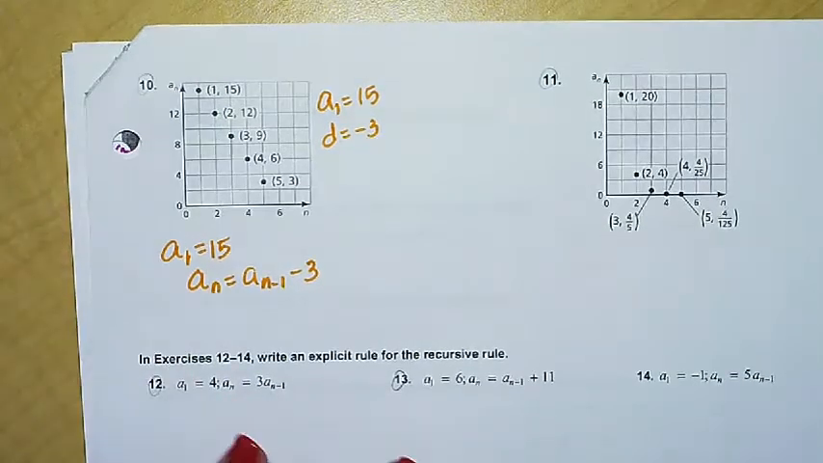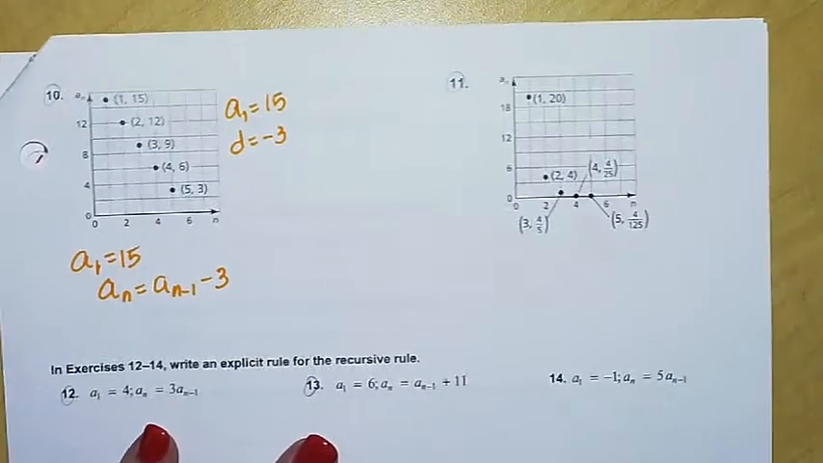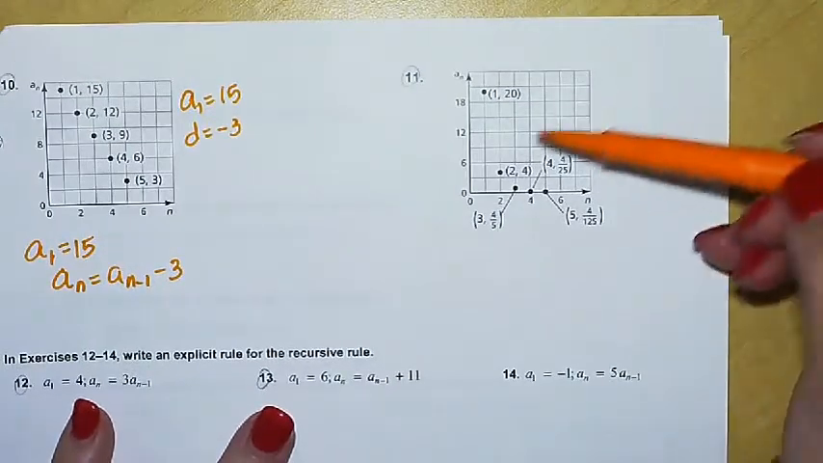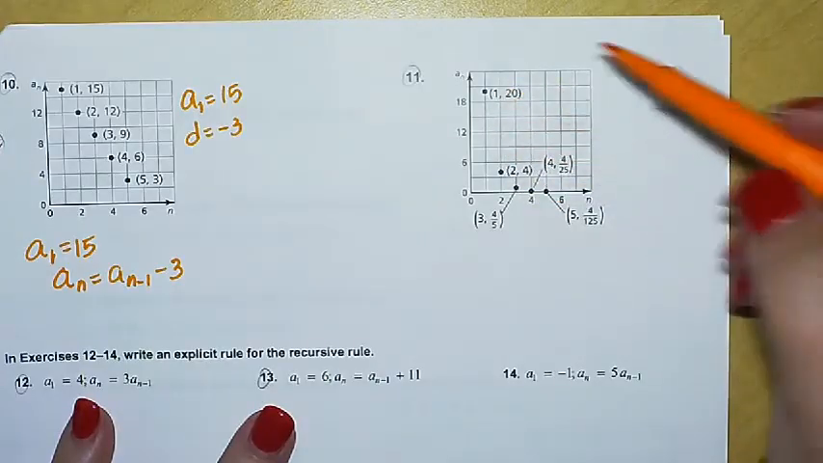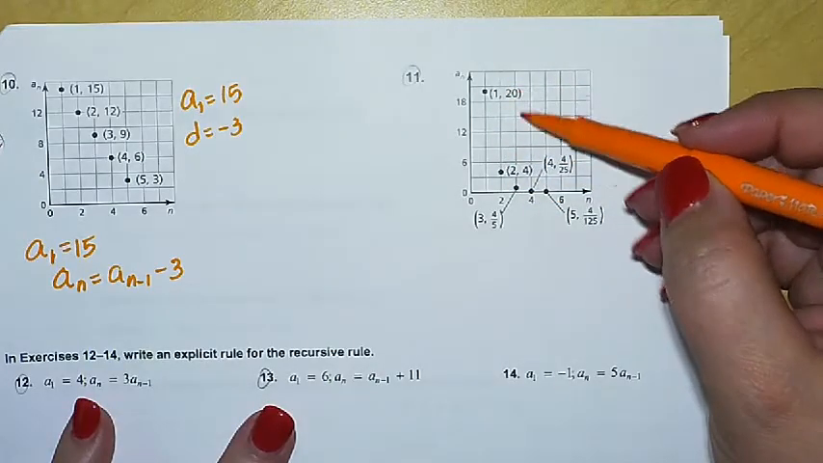How nice, right? All right, let's try this one here. This one looks a little bit more interesting. Definitely not a line. You've got a very sharp curve coming in here. Let's look at the difference here. Our first term was 20.